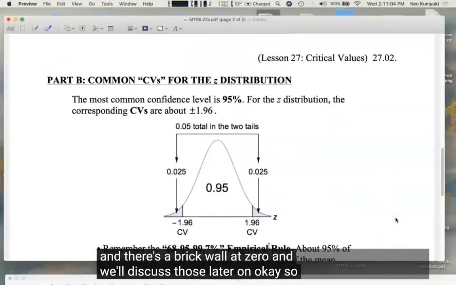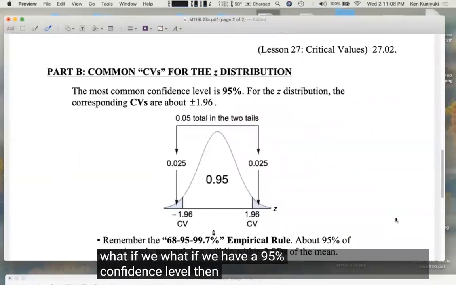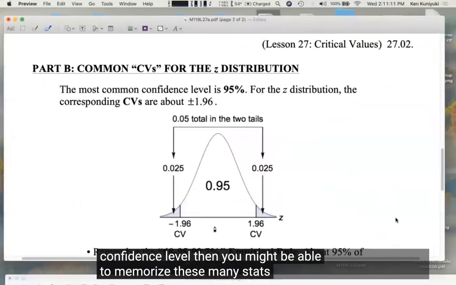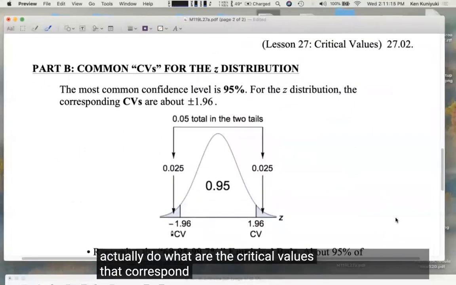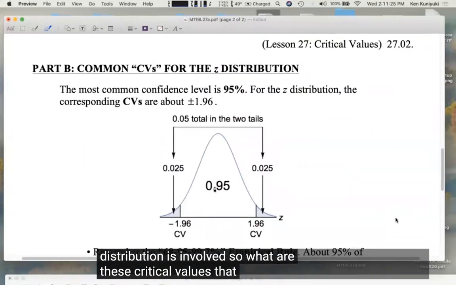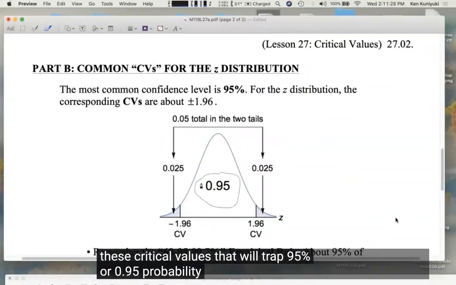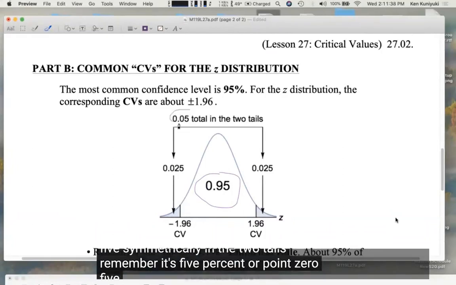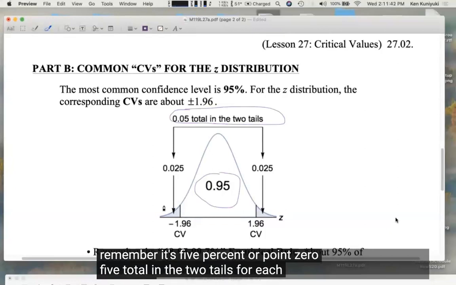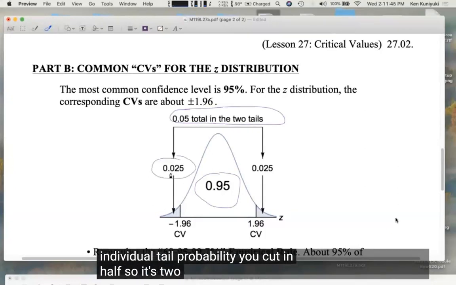So what if we have a 95% confidence level? Then you might be able to memorize these. Many stat students actually do. What are the critical values that correspond to a 95% confidence level when a z distribution is involved? What are the critical values that will trap 95%, or 0.95 probability mass, in the middle and a total of 5%, 0.05, symmetrically in the two tails? Remember, it's 0.05 total in the two tails. For each individual tail probability, you cut in half. So it's 2.5%, or 0.025, in the left tail and 0.025 in the right tail.